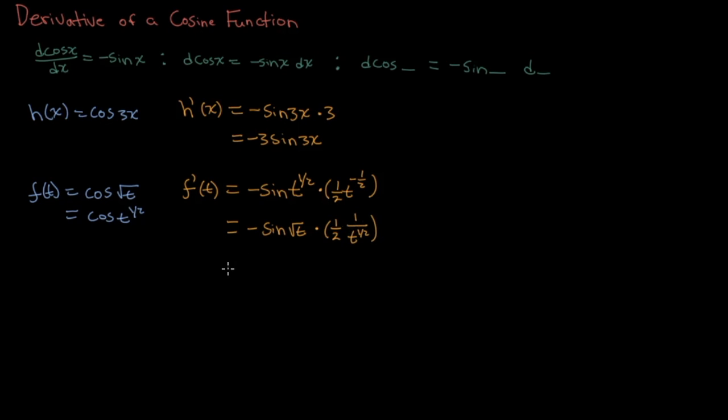And if we're to simplify that even more, what I'm going to do is bring this term out in front here and write it first. So negative 1 over 2, and t to the 1 over 2 is just the same thing as root t, the square root of t, times sine root t. And then I can go on and write this like such. So sine root t over 2 root t. And there you have it.